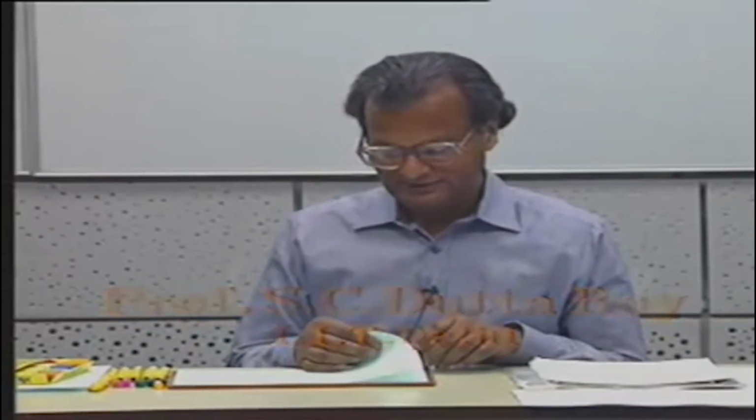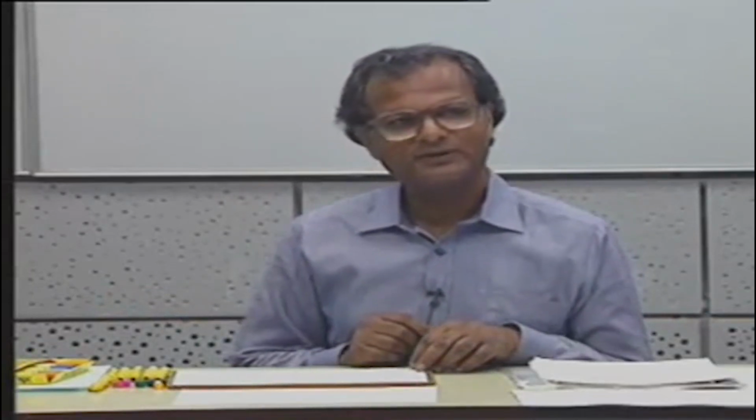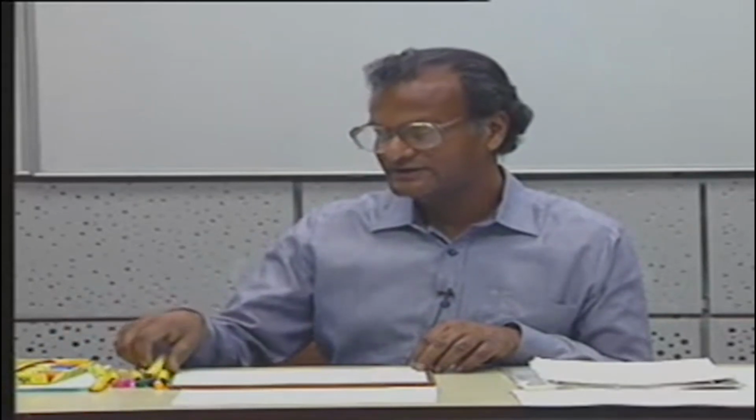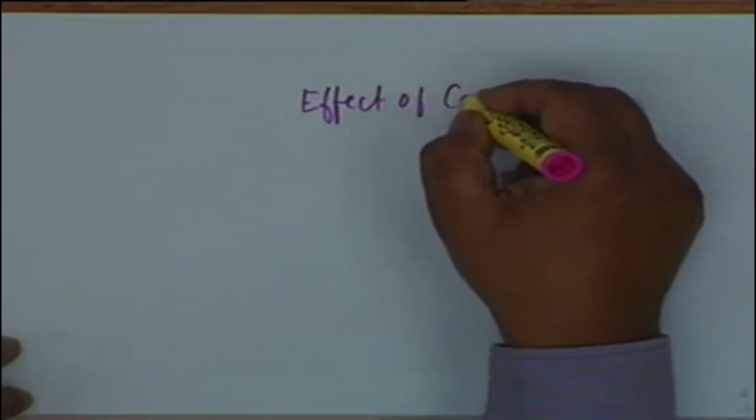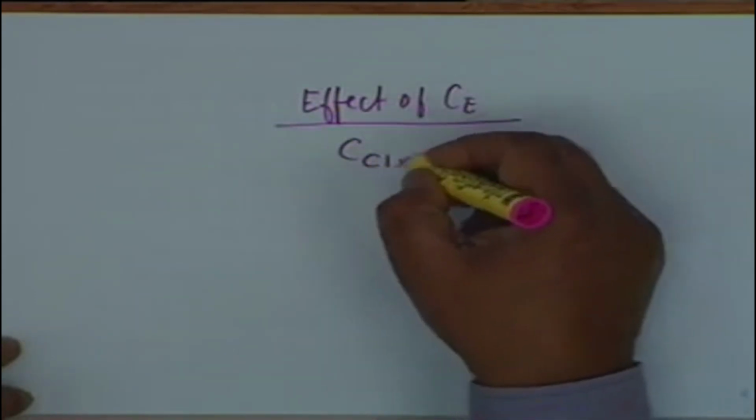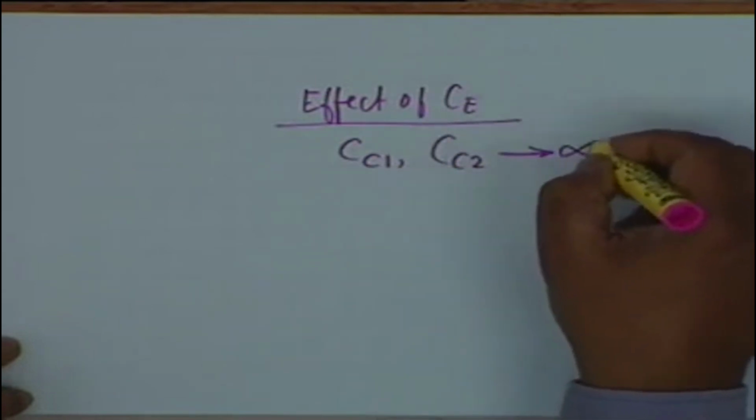Lecture in which we continue a discussion on small signal amplifiers, and we will start with the effect of CE, that is the bypass capacitor. And as I said, engineers do not like to mix many things up, so for this discussion we assume that, in considering the effect of CE, CC1 and CC2 both tend to infinity, that is both act as short circuits. It is only CE that is effective in controlling the low frequency gain.